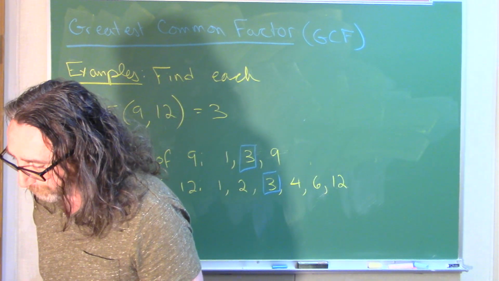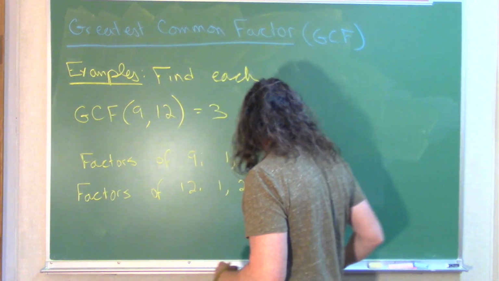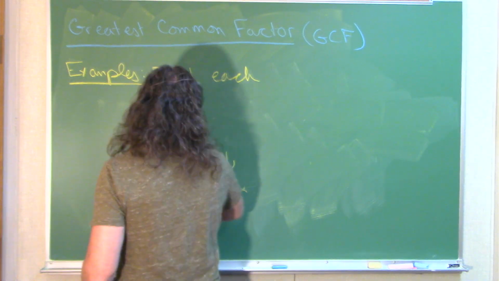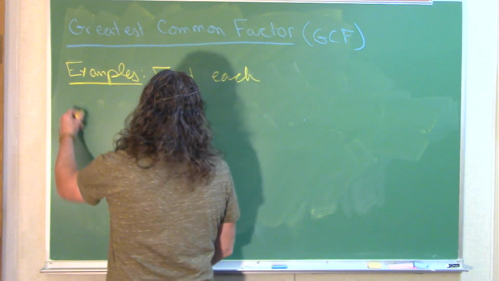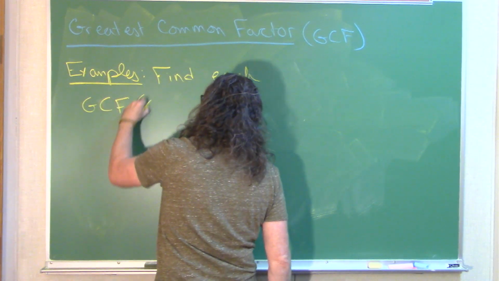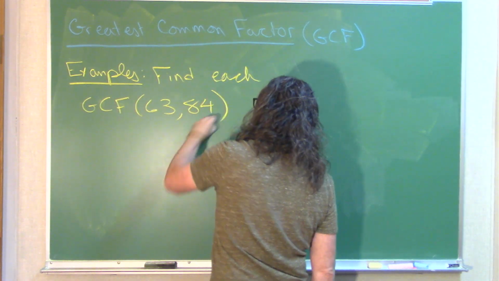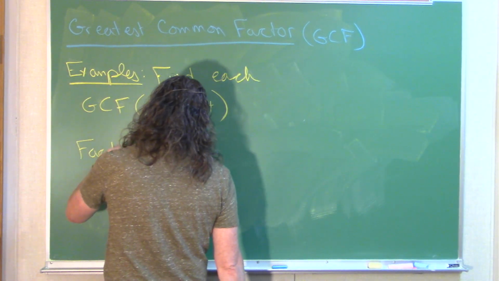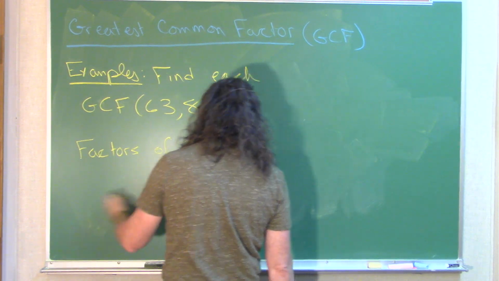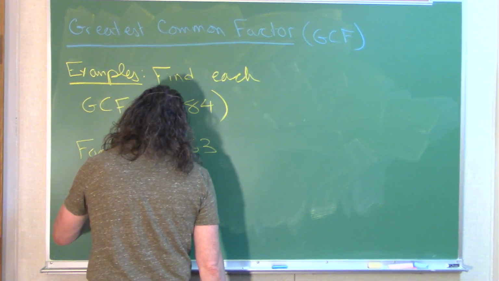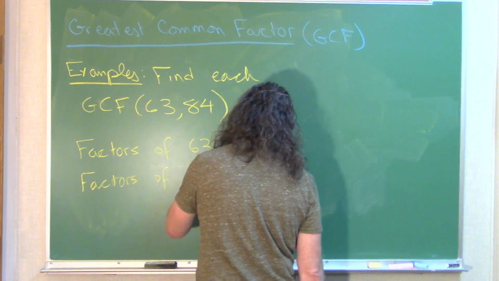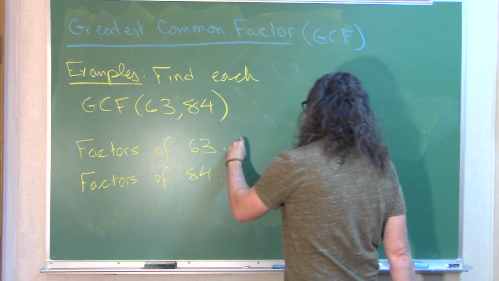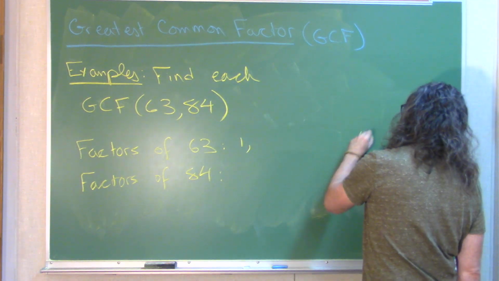Let's try 63 and 84. So we're finding the greatest common factor of 63 and 84. We'll start by listing out the factors as we did before. So 1 and 63.